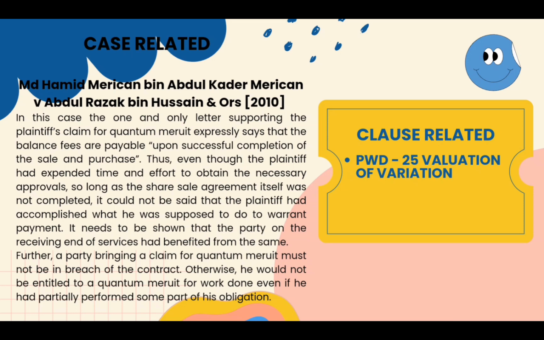It needs to be shown that the party on the receiving end of services had benefited from the same. Further, a party bringing a claim for quantum meruit must not be in breach of the contract, otherwise he would not be entitled to quantum meruit for work done, even if he had partially performed some part of his obligation. The clause that is related is PWD clause 25.